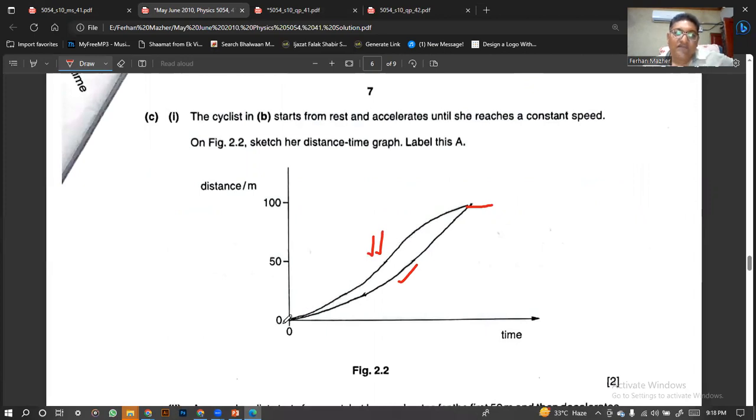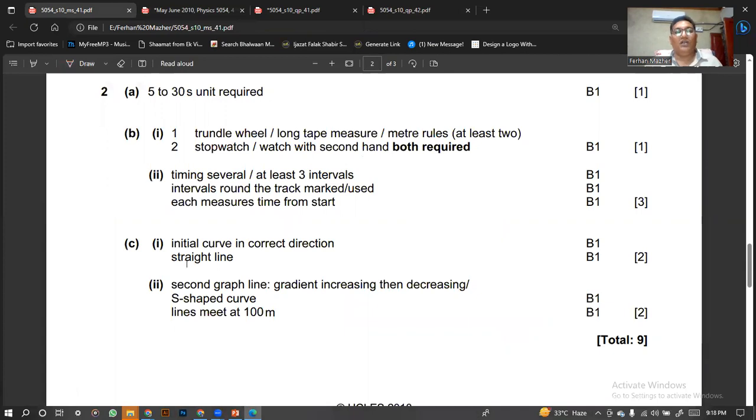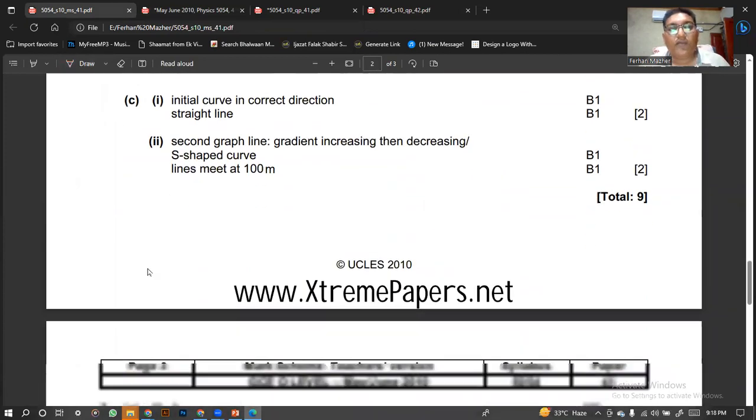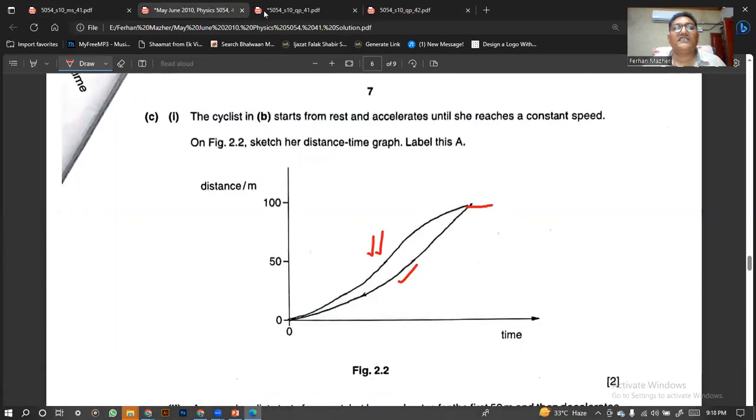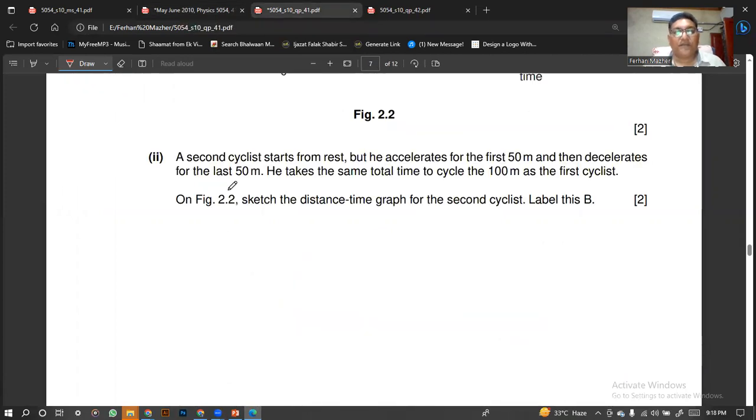This graph. Okay. First he accelerates. The gradient of the graph is increasing, and then he decelerates. So the gradient of the graph is decreasing. You see, here the gradient is increasing, which means he's accelerating. Here the gradient is decreasing, which means the speed is gradually decreasing. So this is how you do this. Just forget this. This I just by mistake. Okay.